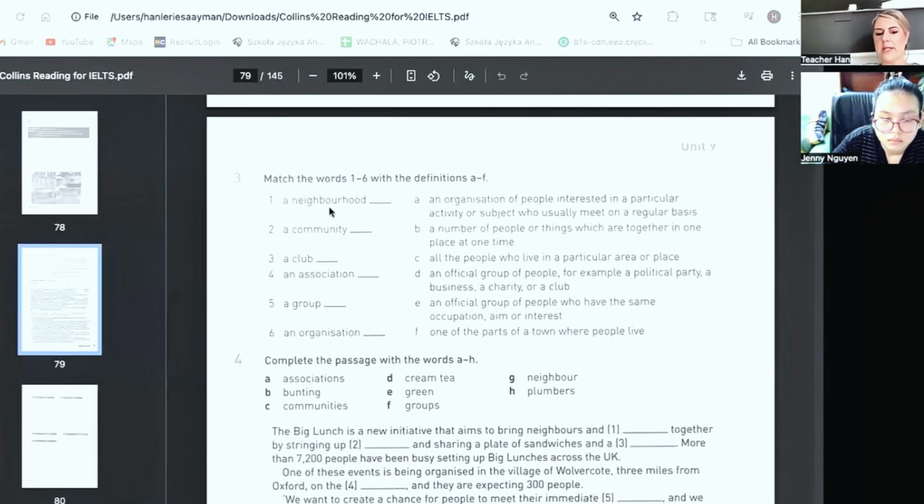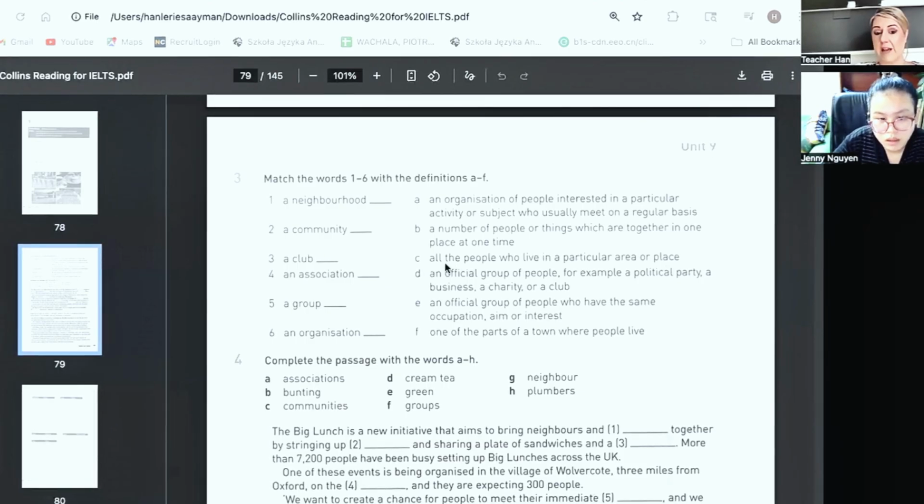So you say number 1 is? What did you say? Your answer for number 1, a neighborhood, is? F, one of the parts of a town where people live. Okay. Number 2, a community. Is E. A number of people is B. A number of people or things which are together in one place and at one time. No. Sorry, my bad. All the people who live in a particular area or place. There we go. That's a community.